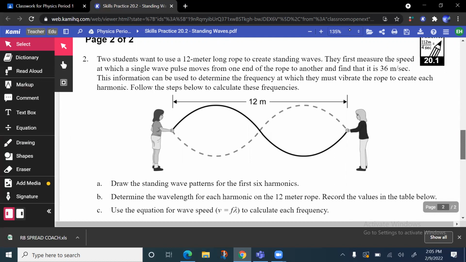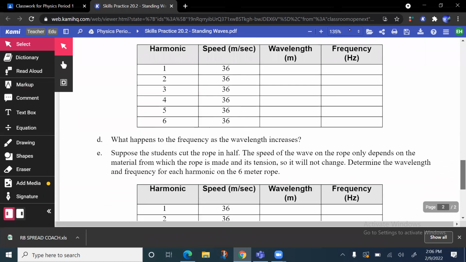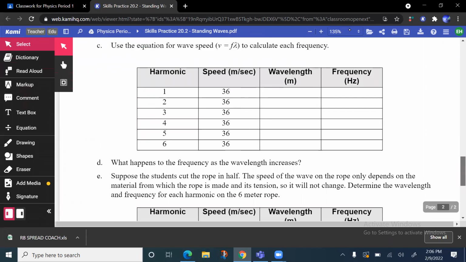First, we're going to A, draw the standing wave for the first 6 harmonics. B, we're going to determine the wavelength for each harmonic. Okay, then we're going to fill the values in the table below. Part C, we're going to use the wave equation, speed equals frequency times wavelength, to calculate each frequency. D, we're going to acknowledge what happens to the frequency as the wavelength increases. And then we'll take a look at part E, in which case we're going to make a change to the length of the rope. Let's begin.